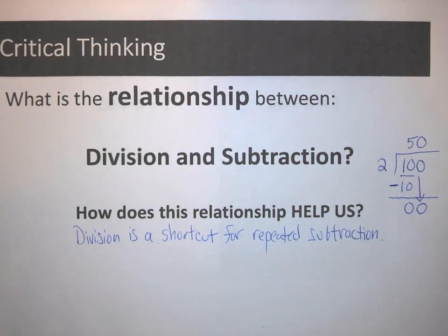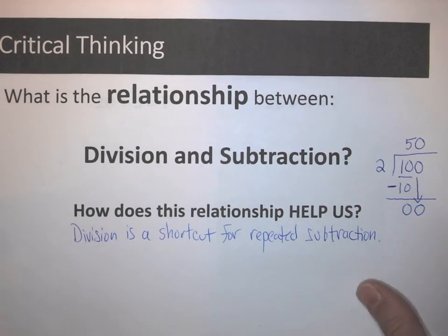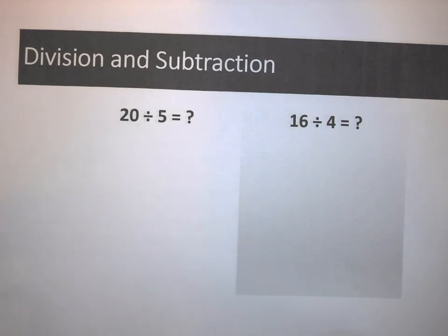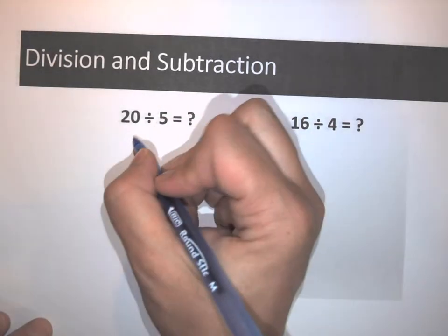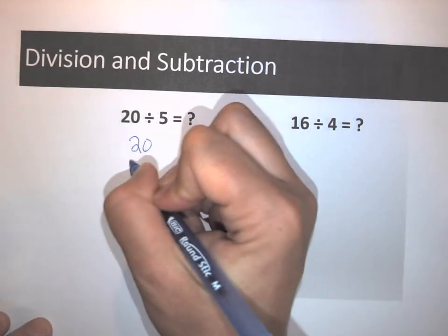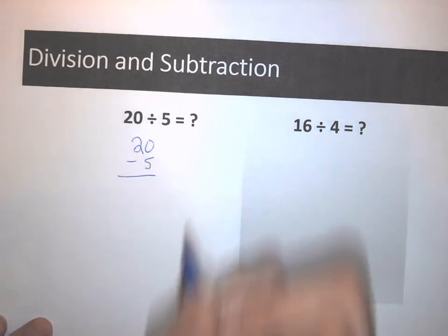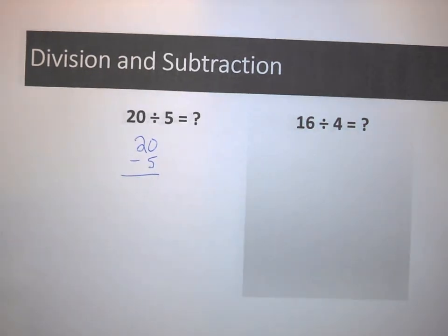So remember that we had multiplication was a shortcut for repeated addition. Well, it makes sense that this shortcut relationship would be for the inverse operation of addition, because division is the inverse of multiplication. So let's picture this in a different way. So take just a minute to think about that.